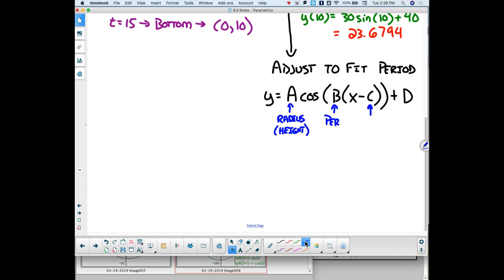C was our horizontal shift. And D was our vertical shift. We said that the period, if we remember correctly, was equal to 2 pi divided by b.